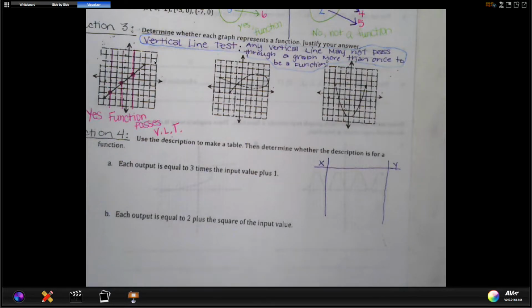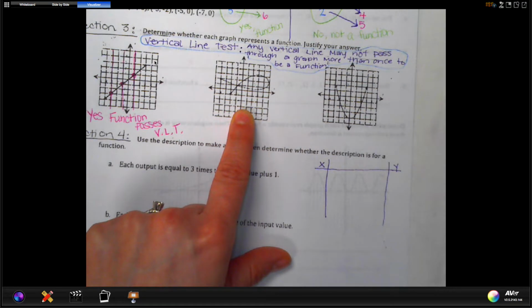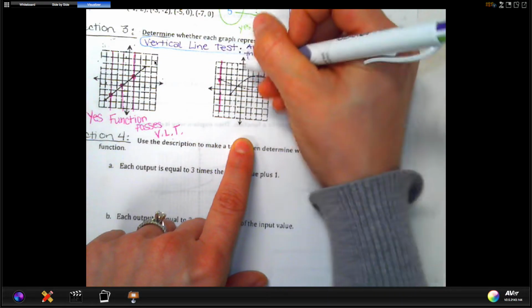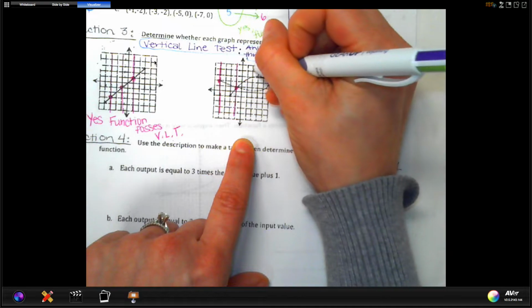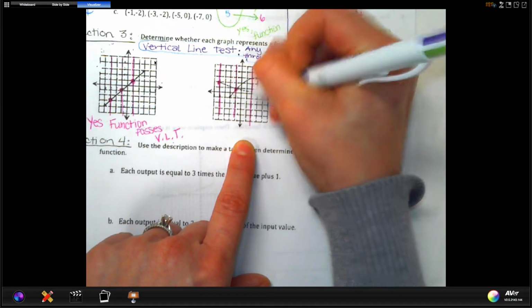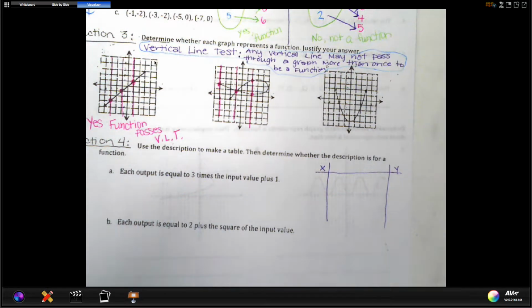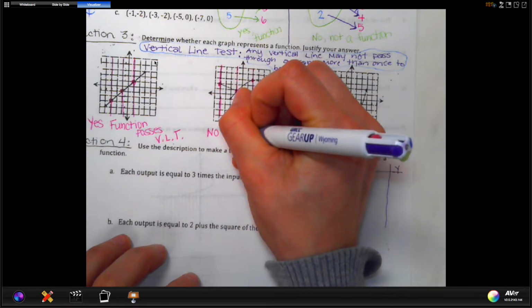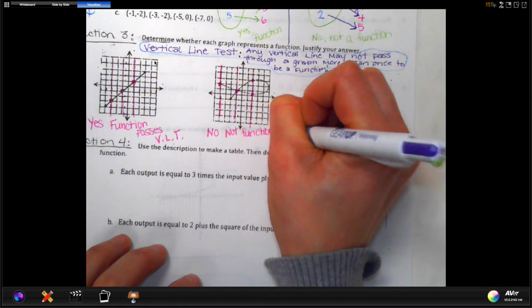Now, if you look at the next graph, though, okay, I can draw a vertical line over here, and it only hits in one spot. I can draw a vertical line right here, and it only hits in one spot. But if I go over here, a vertical line hits the graph 2 spots on the same line. If at any point there's a vertical line that it hits in more than one spot, we would say no, this is not a function. It fails the vertical line test.